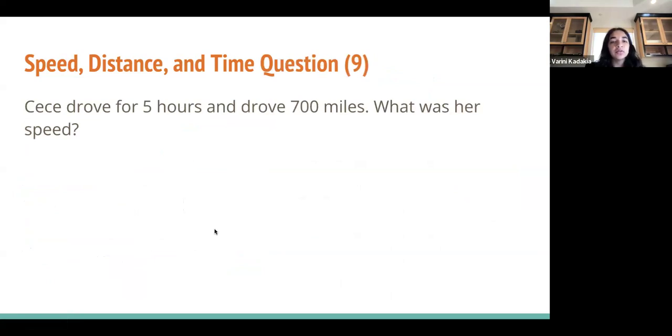So Cece drove for 5 hours and she drove 700 miles. What was her speed? So speed is basically how fast she is moving. So what equation should we use? We're given our distance and we're given our time and we need to find our speed. What equation should we use? It's one of the three you wrote down earlier.